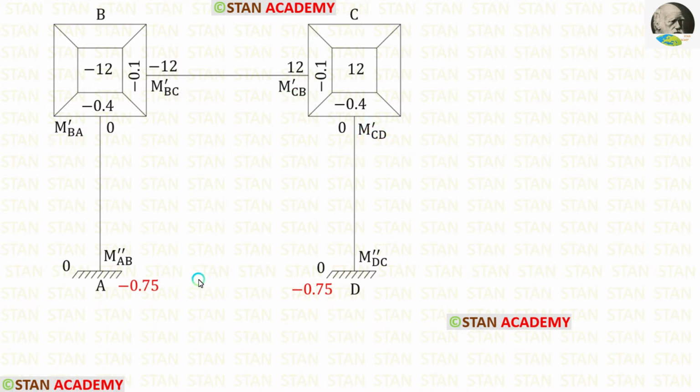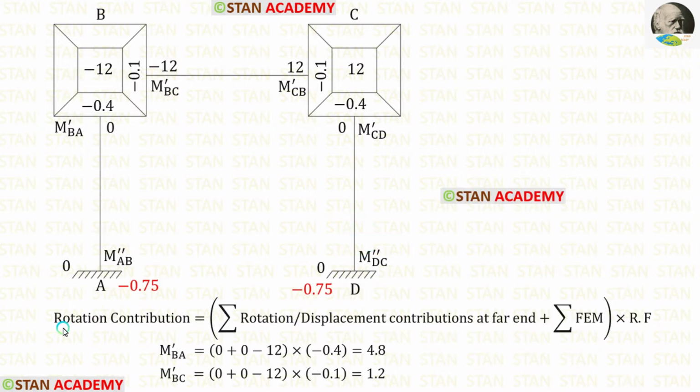We know that this is a sway type frame. So additionally, we have to find the displacement contributions. For the column AB, we have to find M double dash AB, and for the column CD, we have to find M double dash DC. To find the rotation contributions, let us use a formula.